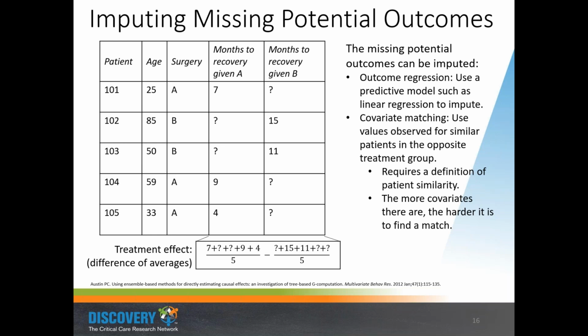Essentially what you're doing is imputing those missing values using a predictive model, and then taking the difference. An alternative to doing that is covariate matching, which is that for each question mark there, you find somebody in that population who's very similar to that person, but was in the opposite treatment group, and then you assume that what happened to that person is what would have happened to the original person.